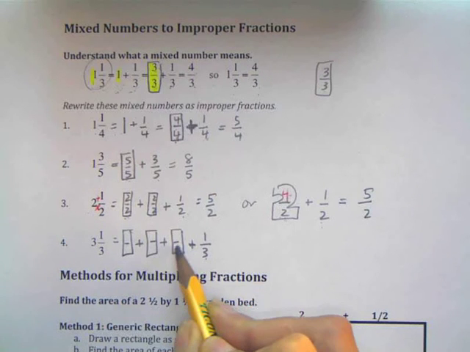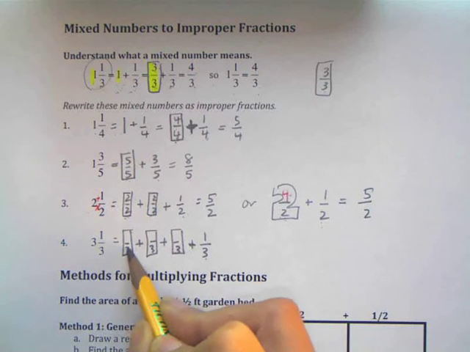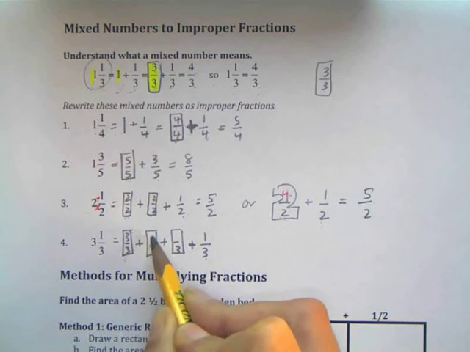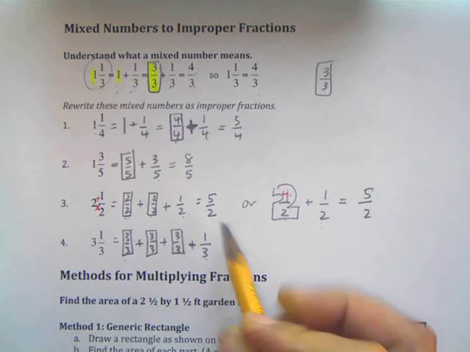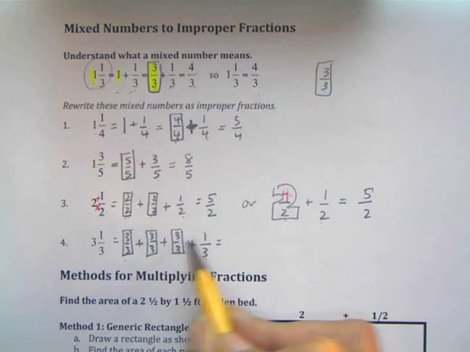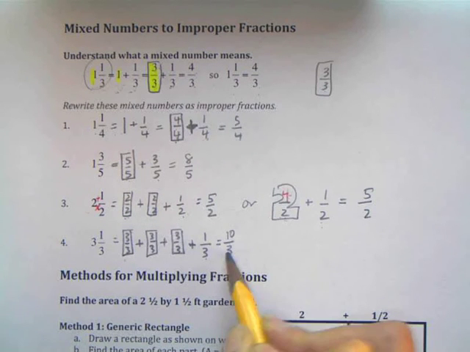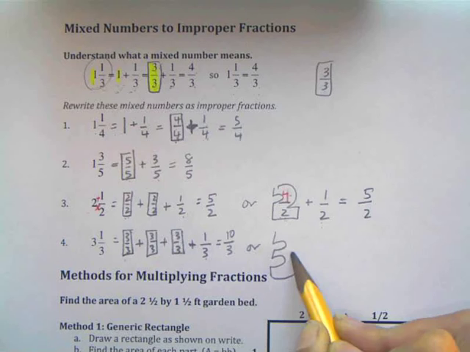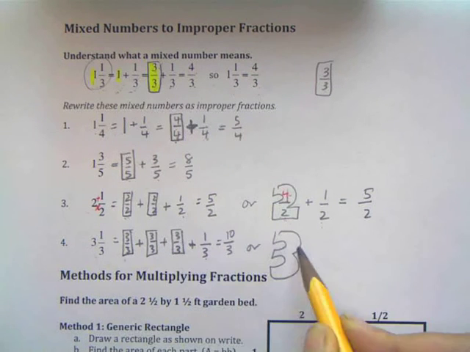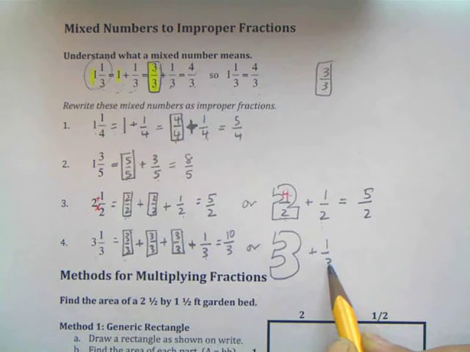In order to add, I'll need to have the same denominator. So this is 3/3 as a whole, 3/3 as a whole, 3/3 as a whole, plus a third gives me 10 thirds. Or if you want to think about it with a big giant 3, 3 and 1/3.